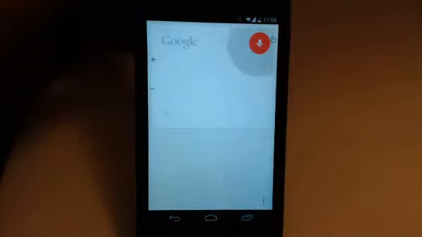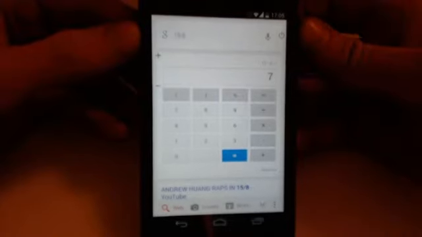Okay Google. 15 minus 8. The answer is 7. Okay, brilliant. So that works fine. Why is it going? Okay, Google. 19 minus 6.